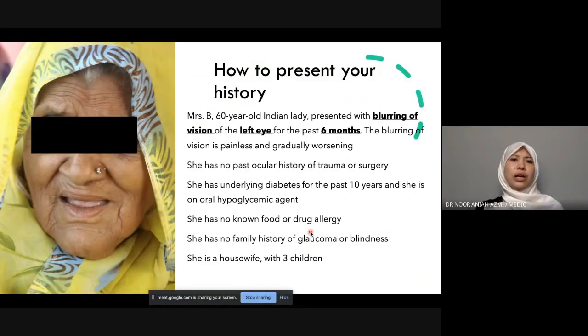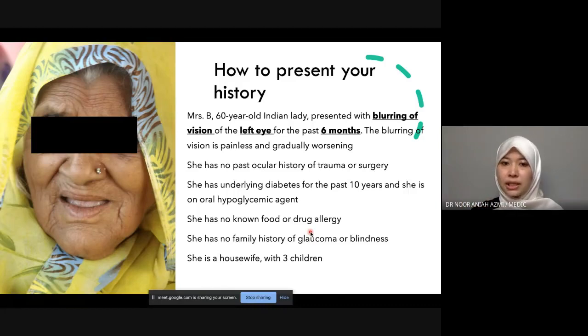So for example, if you have done all this history taking, you can start by presenting. You can summarize your history, your clerking history. I'll give an example. Mrs. B, she is a 60-year-old Indian lady. This is how I expect all of you to present in my clinic. Mrs. B is a 60-year-old Indian lady who presented with blurring of vision of the left eye for the past 6 months. So there we have the chief complaint, then the laterality, and then the duration. Now we want to look at other things.